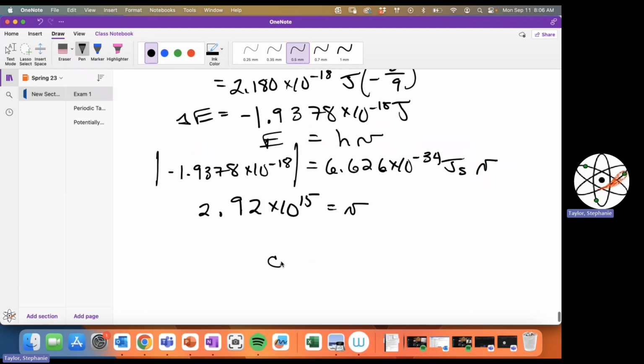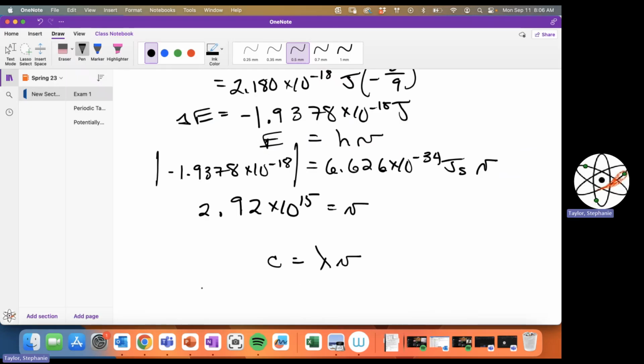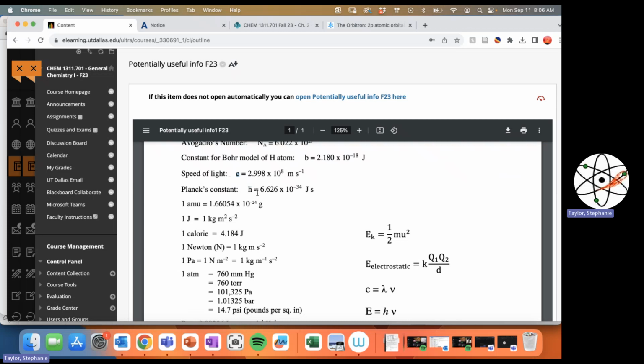And then again, we're going to do one more calculation. Again, you don't have to have that memorized. It's right here. c equals wavelength times nu, which is the frequency. c is the speed of light. You do need to know that's the speed of light, but there's a little letter c right there.